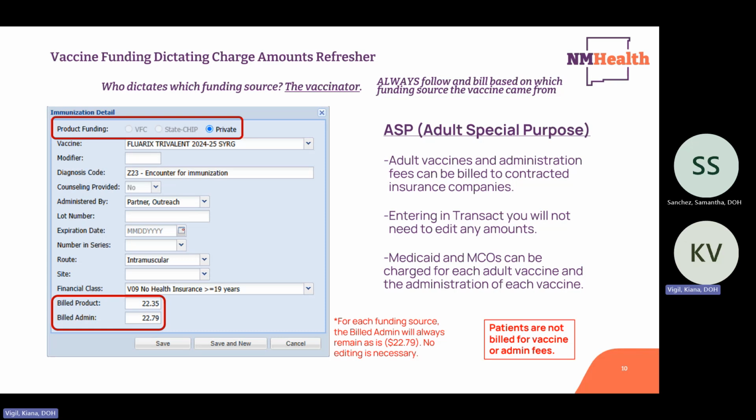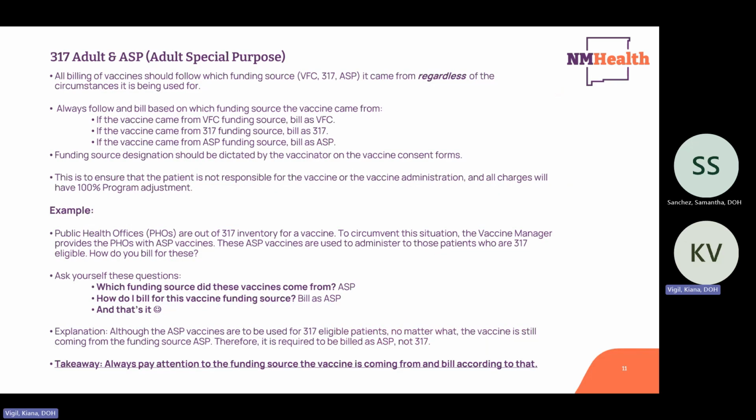So overall, those entering in Transact just must be aware and know what funding source a vaccine came from for the correct billing, and the vaccine funding source should always be dictated by the vaccinator on the consent form. As we have received questions regarding billing for 317 and ASP-funded vaccines, we'd like to go over how they should be billed. So all billing of vaccines should follow which funding source it came from, regardless of the circumstances it is being used for. So always follow and bill based on which funding source the vaccine came from.